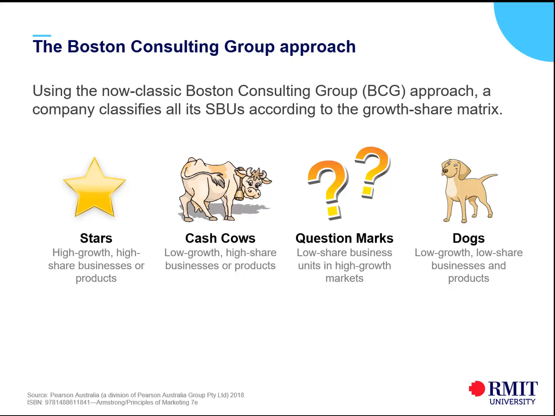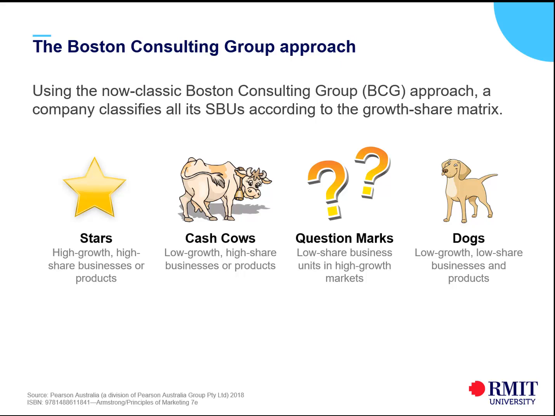The stars are high growth, high share businesses or products, and they often need heavy investment to finance their rapid growth. Eventually, their growth will slow down, and in turn, hopefully, they will convert into a cash cow.